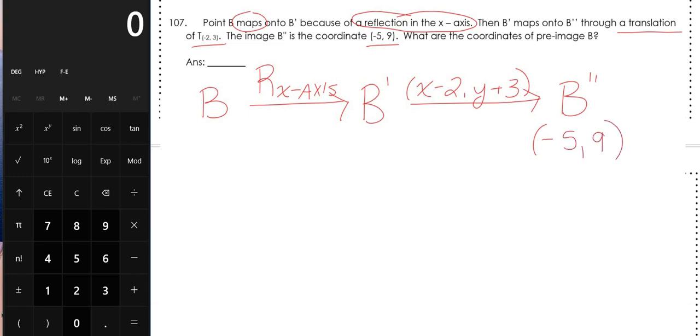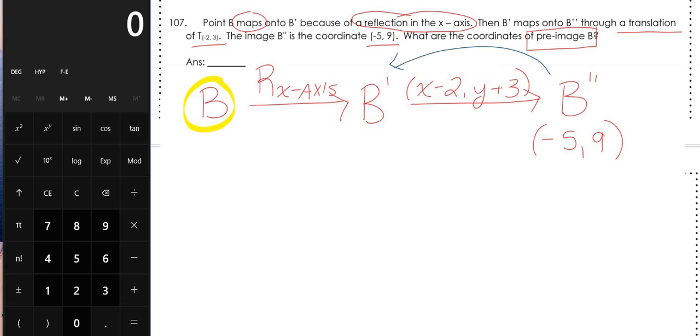And now it says, what are the coordinates of pre-image B? They want you to go all the way back to B. Your goal is to get this coordinate. All right, so let's start undoing the transformations that took place to get back to B. So first things first, they did a translation, -2, 3, to B prime in order to get to B double prime. So let's start working backwards to get back to B prime.